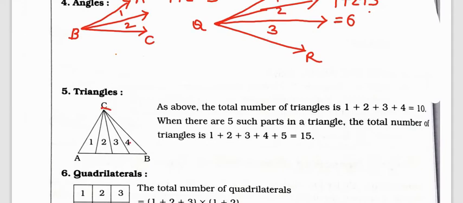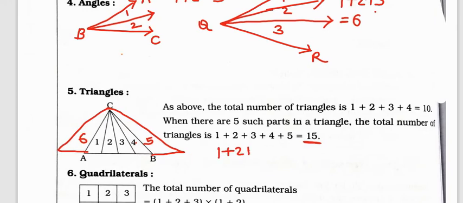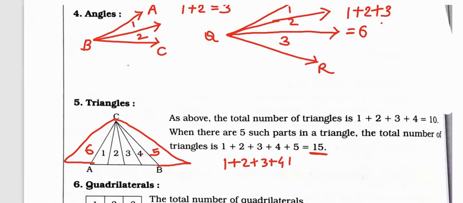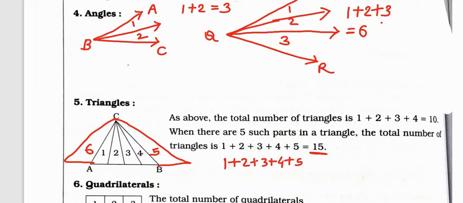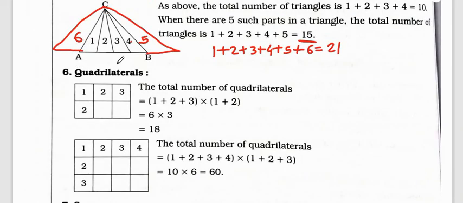Suppose I add 1 part here. If suppose 5 parts are there, then total number of triangles is 1 plus 2 plus 3 plus 4 plus 5. That is 15. Suppose if I add 1 part here, suppose 6 parts are there, then total number of triangles is 1 plus 2 plus 3 plus 4 plus 5 plus 6. That is 15 plus 6. Answer is 21. The next one is quadrilaterals.